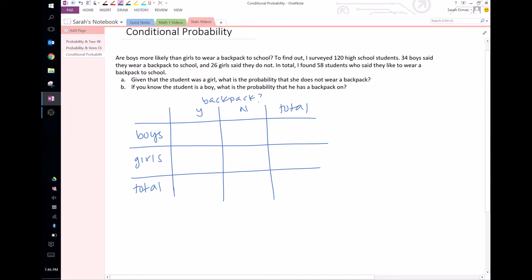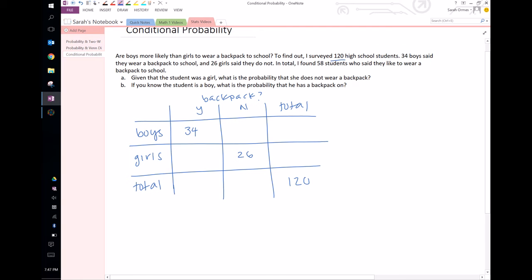Okay, so I will use my blue pen to fill in things that we know straight from the problem. So let's go back to the beginning. I surveyed 120 high school students, so that must be the total people. 34 boys said they wear a backpack to school. So boys, backpack, yes, 34. 26 girls said they do not. Girls, no, 26. In total, I found 58 students who said they like to wear a backpack to school. So nothing about girls or boys, just 58 for total backpacks.